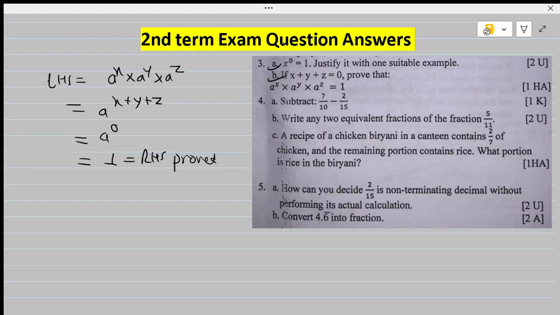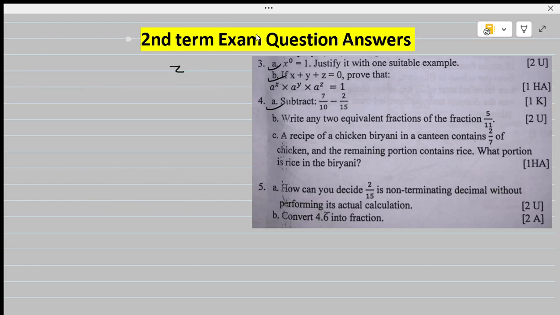So that's number 3b, and I'll go with number 4A. So I make this clear. Okay, so number 4A.